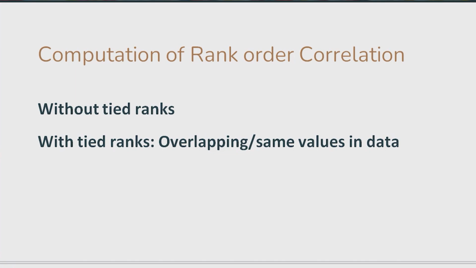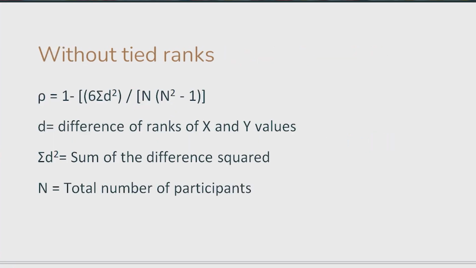So when we have ranks which are not overlapping, all the ranks are different, 1, 2, 3, 4, 5, 6, 7, 8, 9, 10, like that, then it is called without tied ranks. But there's a possibility that two scores are same and you might have overlapping ranks. In that case, we use another formula. The formula is same, the method is slightly different. So we call it with tied ranks. Let's start with the without tied rank. The formula is very simple. Okay, so as a word here you can see it is rho.